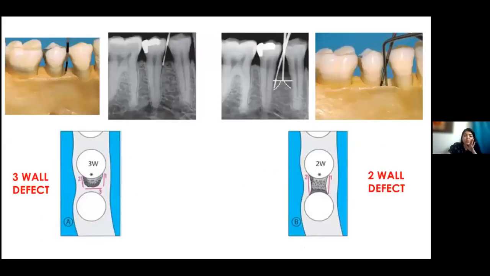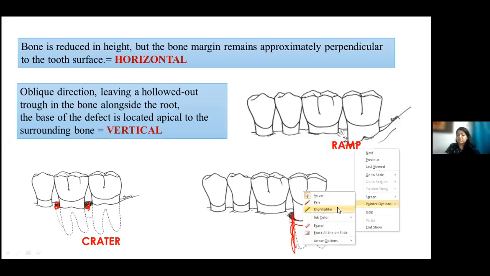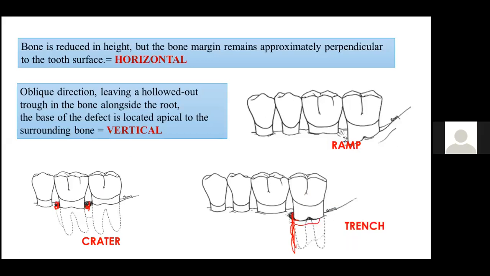Then you have your 3-wall defect. What is a ramp? See, ramp, as the name suggests, is something slanting, right? So a ramp is a bone loss like this, which is at a different level in the same tooth. In the same tooth, the bone loss pattern is at different levels. This is a ramp like this.